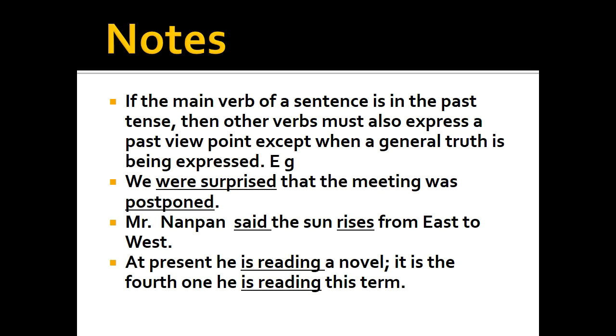So for instance, we were surprised that the meeting was postponed. You can see were surprised, that is past tense, postponed, past tense. So there's that agreement. So this one is we are using past tense all through. Mr. Nampan said the sun rises from east to west. So said here is past tense, but rises here is present. Why do we use this? Simply because we are expressing a general truth about the sun.